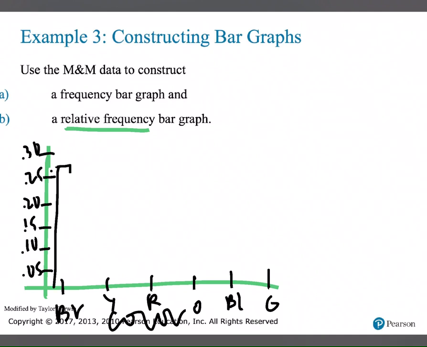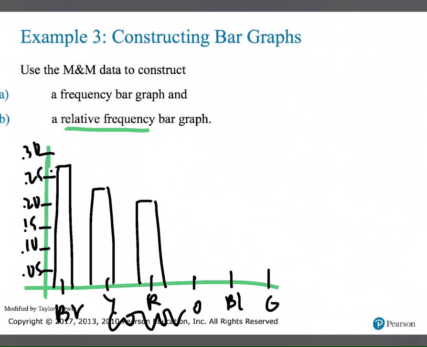This is the same thing, just new numbers on that vertical axis. The numbers are not going to touch. Yellow was 0.2222. Red was 0.2 exactly. It's nice. Orange was 0.133. Blue was 0.06. And green was 0.111.